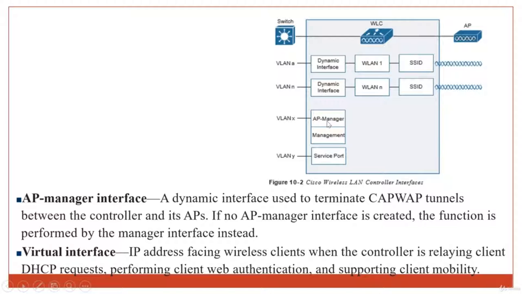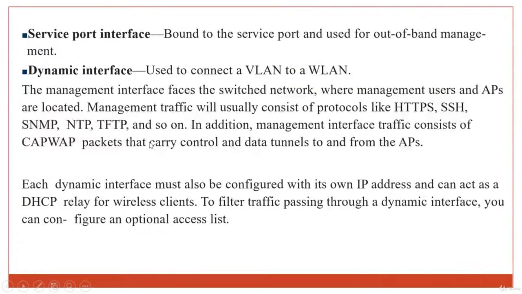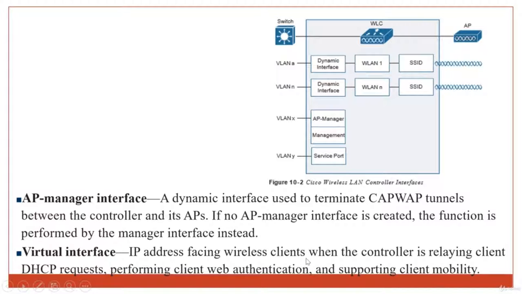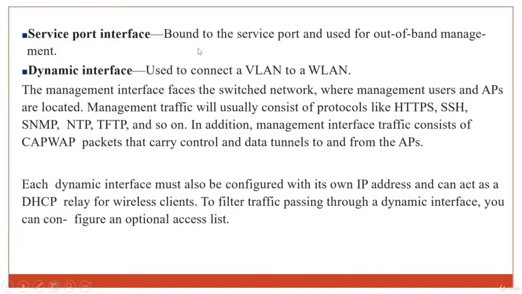So here you're seeing this AP manager, actually the use of this is to terminate the CAPWAP tunnel in between the AP and WLC. Then we have the virtual interfaces. Virtual interfaces have just the one use case. The use case these virtual interfaces have is the IP address facing wireless client, when the controller is relaying client DHCP requests, performing client web authentication and supporting client mobility. It is used in client mobility. It is used in a way that the WLC can relay the DHCP information to the IP address facing wireless client. Okay. And again, this interface will be less of use, but we have the interface.